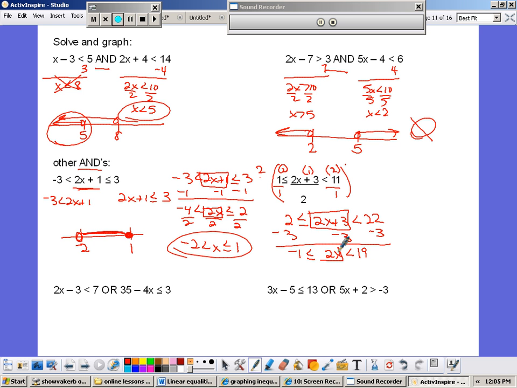Then I need to divide by the 2 to get the x by itself. I get negative 1/2 is less than or equal to x, which is less than 19/2. Negative 1/2 gets a solid dot. 19/2 gets an open dot, and I color in between, so that is an and.